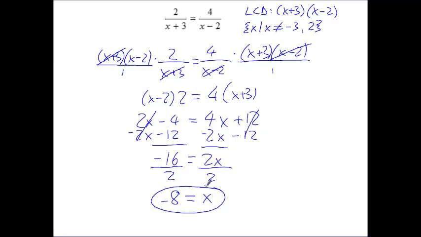This is our answer. Now let's make sure that this is not an extraneous solution. Negative 8 for x. Can we plug that into our denominators without a problem? Negative 8 plus 3, that's fine. And negative 8 minus 2 is also fine. So yes, check this. This is the solution to this equation.